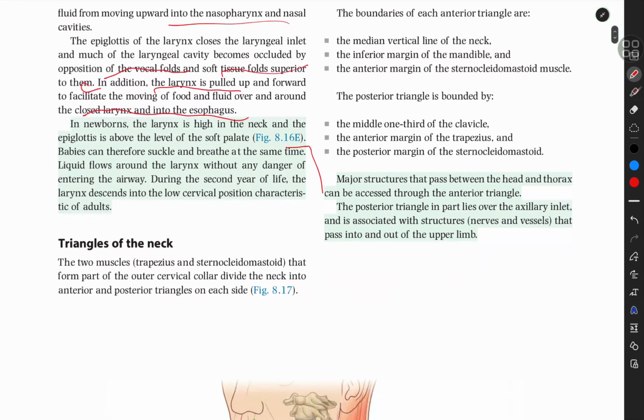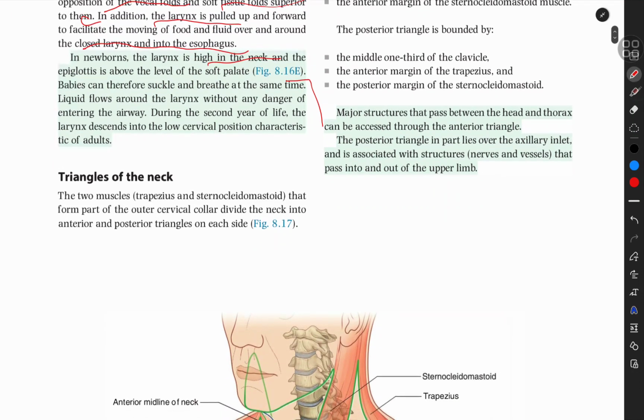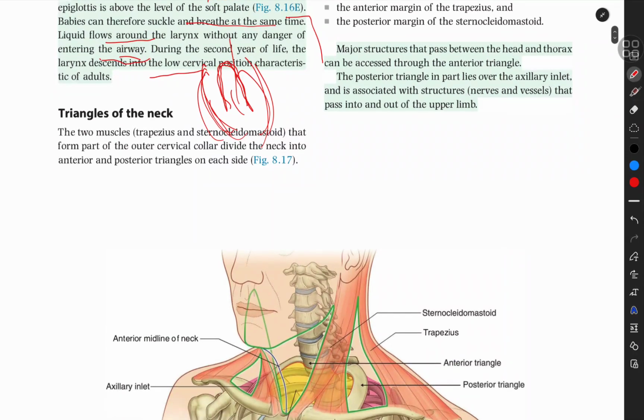In newborns, the larynx is high in the neck and the epiglottis is at the level of the soft palate. Babies can therefore suckle and breathe at the same time. Liquid flows around the larynx. Liquid goes here, but the larynx is like a huge hill, so the liquid can go around and breathing can also take place without any danger of liquid entering the airway. During the second year of life, the larynx descends into the low cervical position characteristic of adults.